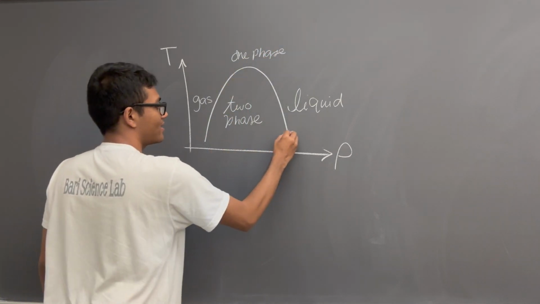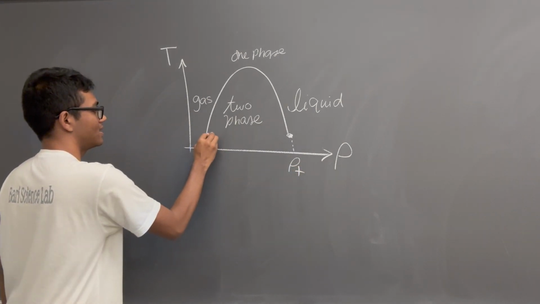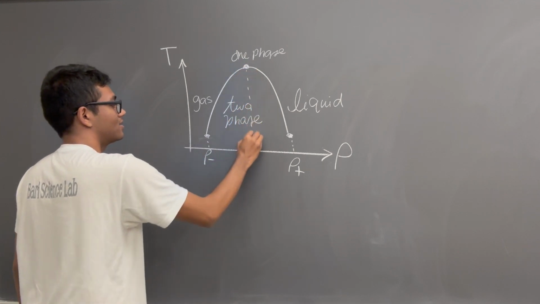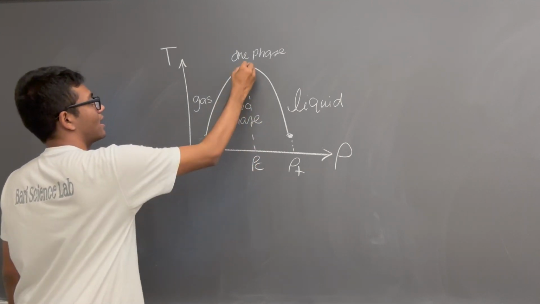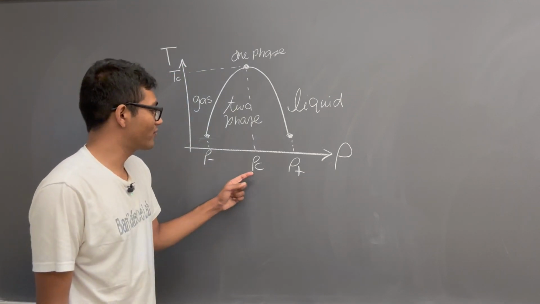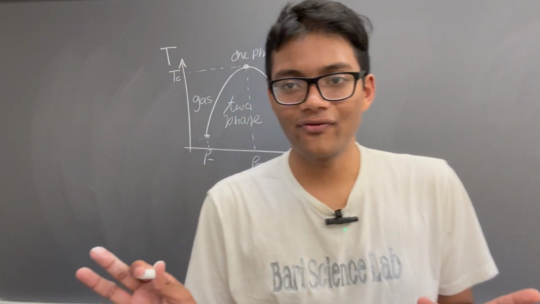Let's say that this maximum density is rho plus. This minimum density here is rho minus. And the central density here, I'll call it rho C. And the maximum temperature here, Tc. So rho C for critical density, Tc for critical temperature. So I've got a basic phase diagram here.